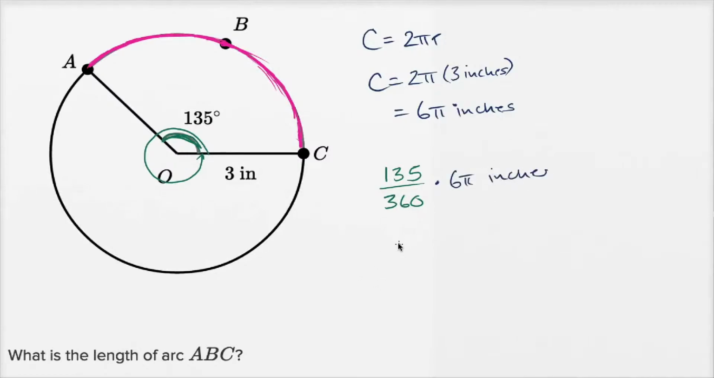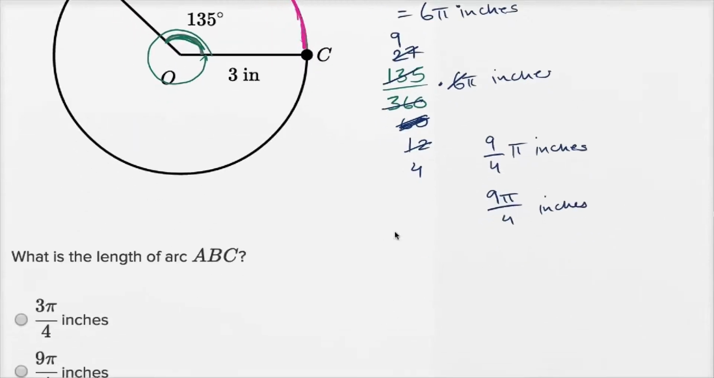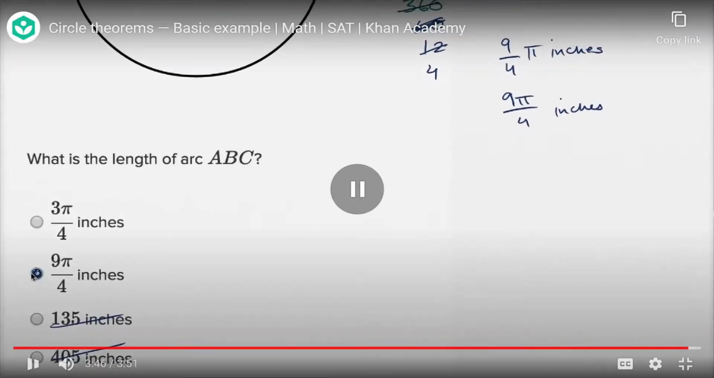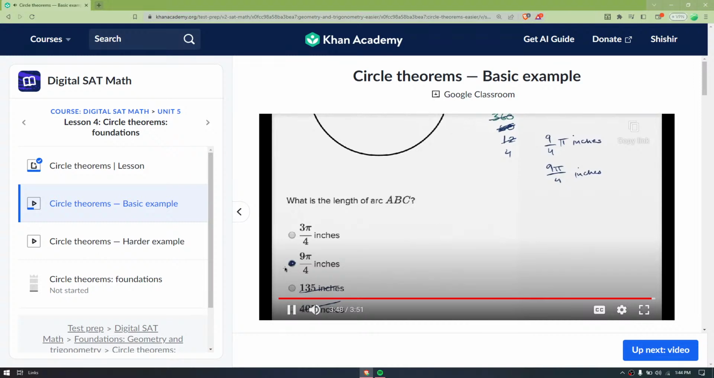Let's see if we can simplify this a little bit. We can divide the numerator and the denominator by 6. 6 divided by 6 is 1, and 360 divided by 6 is 60. Then if we divide 135 by 5, that is going to be 27, since 100 divided by 5 is 20 and 35 divided by 5 is 7. And 60 divided by 5 is 12. Then we can divide the numerator and denominator by 3. 27 divided by 3 is 9, and 12 divided by 3 is 4. So we're left with 9/4 times pi inches, or 9 pi over 4 inches. And when you look at the choices, that is this one right over there.